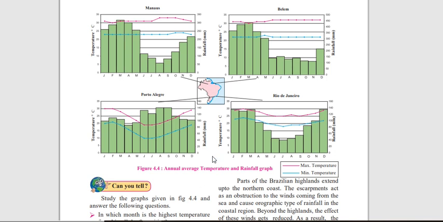In Manaus, the highest temperature is found in August and September. In Belém, the highest temperature is found from June to December. In Porto Alegre, in January and February. And in Rio de Janeiro, it is found in February.